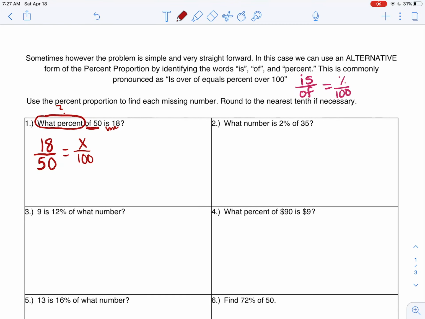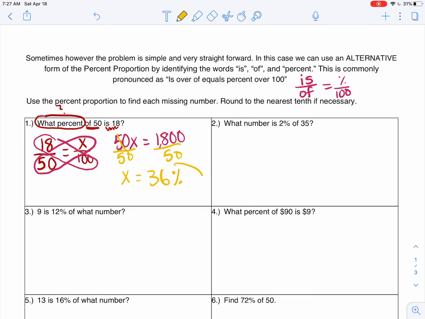And now we're going to cross multiply to solve. So we have 18 times 100 and 50 times x. So we get 50x equals 1800. And we have a one-step equation here, so we're going to divide by 50 on both sides. And you get that x is equal to 36. Now we were talking about a percent, so I'm going to add the percent sign.